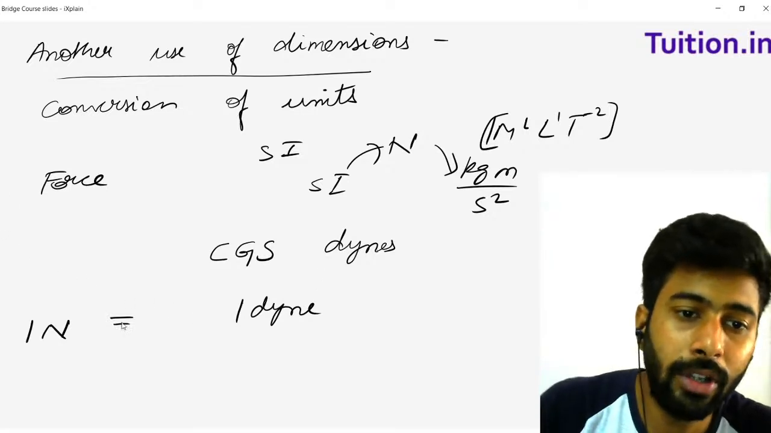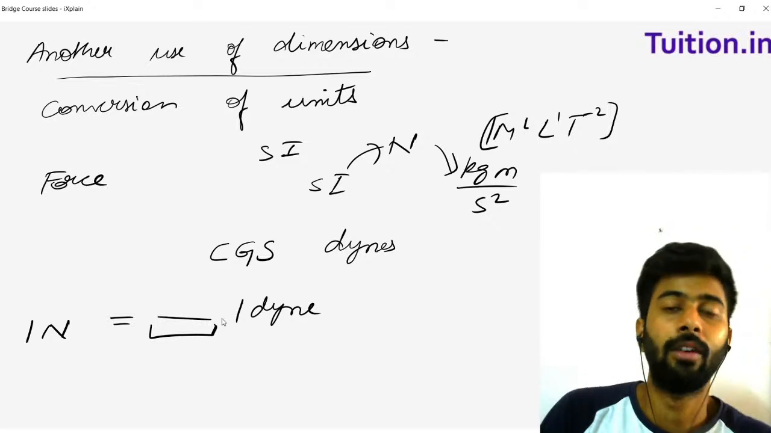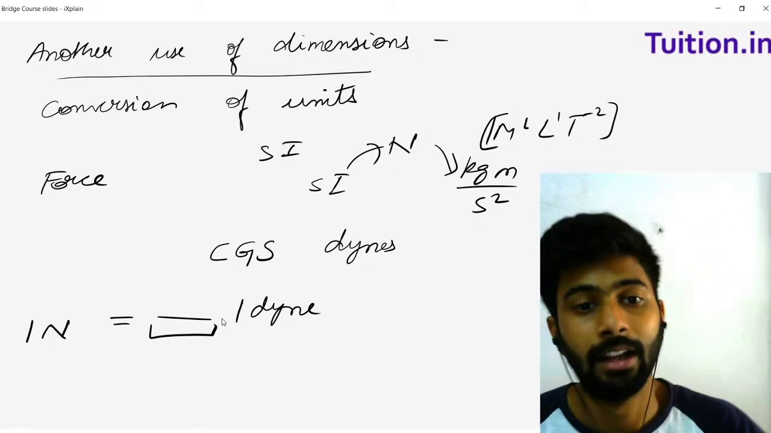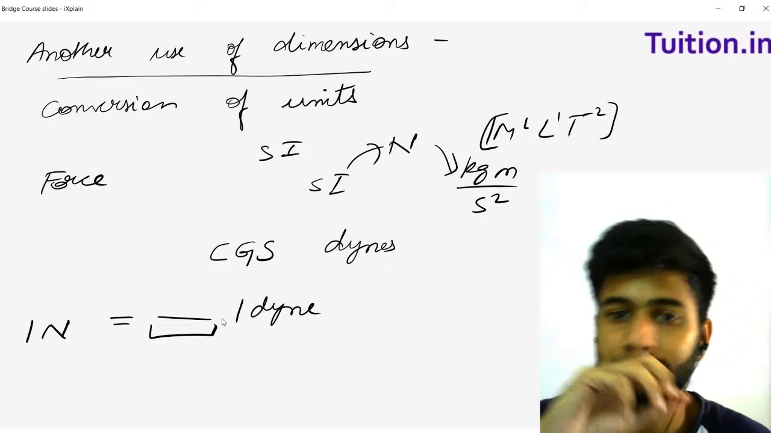The question is, 1 Newton is equal to how many dynes? How do I fill this blank? 1 Newton equal to how many dynes? You might remember the answer, but in case you forget, how do you solve it?